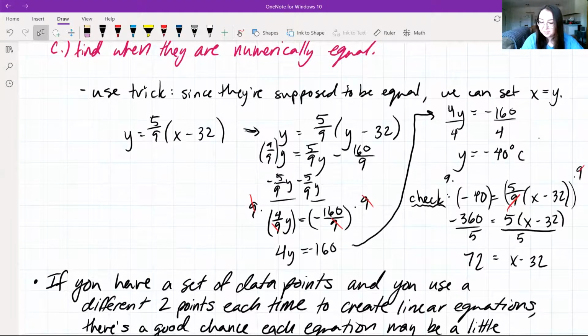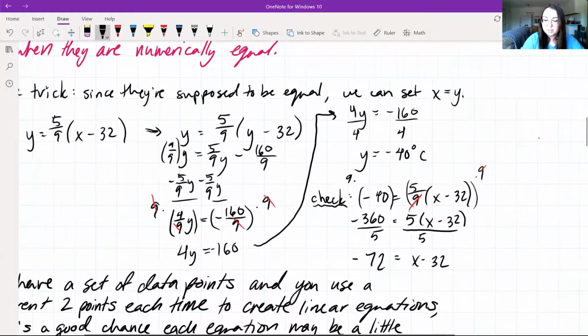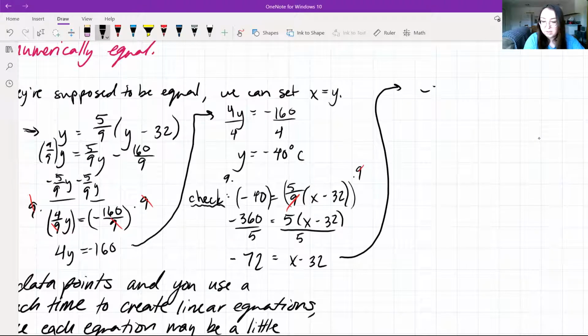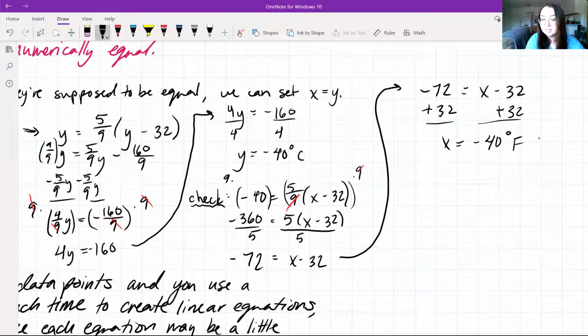All right, negative 72. And it looks like we're gonna have to scooch a little to the side here to finish this off. So we're left with negative 72 is equal to x minus 32. So now we're going to add 32 to both sides to isolate our x. And we get that x is equal to negative 40 degrees Fahrenheit.